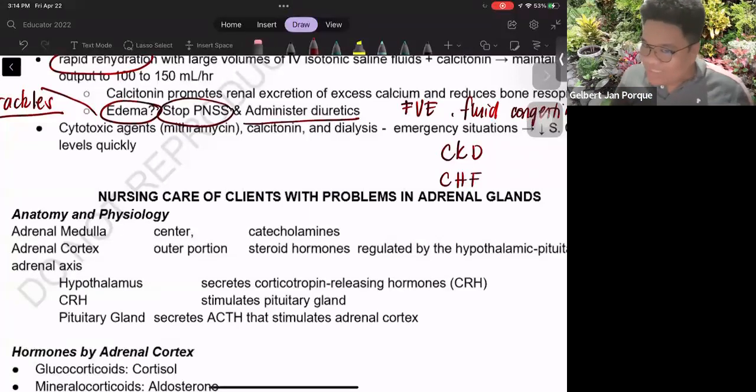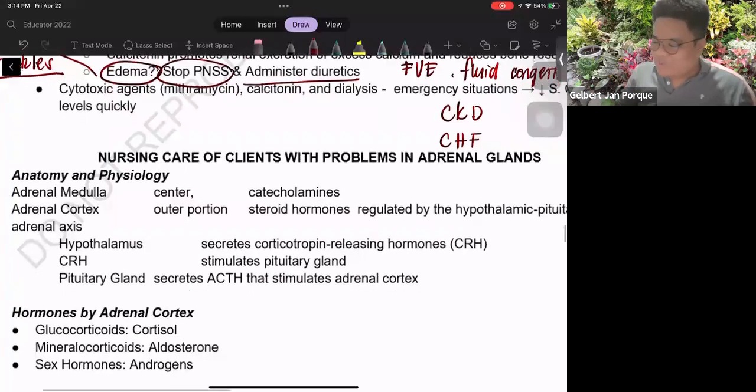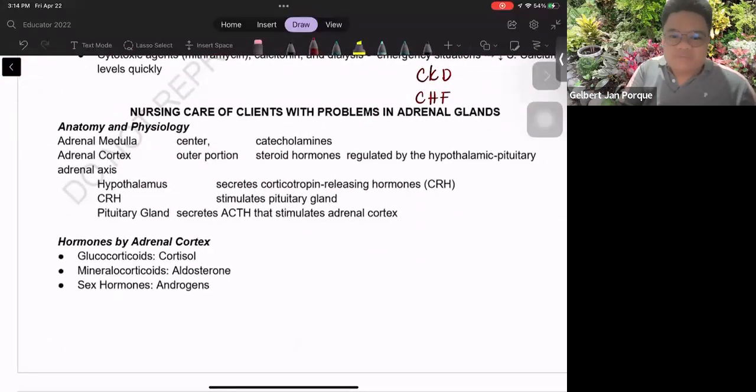Okay, ara gani nakabutang sa aton nga notes, so nakabutang na nga your drugs or your management, I mean, will be your mithramycin, calcitonin, and then dialysis class for emergency situations. Okay, dialysis for emergency situations. Okay, that's it for your parathyroid problems.